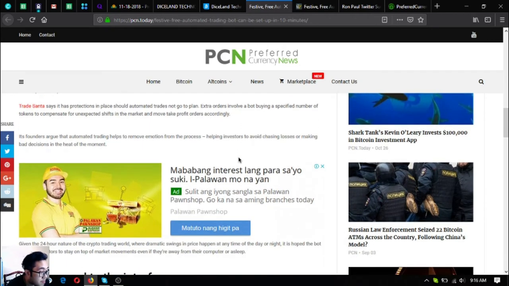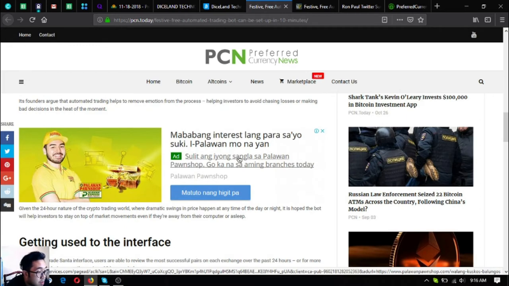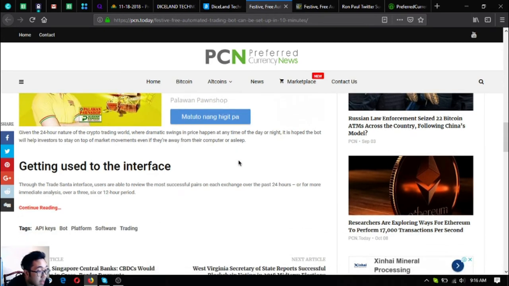Founders argue that automated trading helps to remove emotion from the process, helping investors avoid chasing losses or making bad decisions in the heat of the moment. Given the 24-hour nature of the crypto trading world, where dramatic swings in price happen at any time of the day or night, it is hoped the bot will help investors to stay on top of market movements even if they're away from their computer or asleep. Getting used to their interface: through the Trade Santa interface, users are able to review the most successful pairs on each exchange over the past 24 hours, or for more immediate analysis over a 3, 6, or 12-hour period.